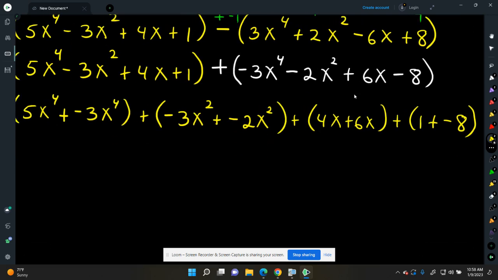Everybody good so far? Patrick, you have a question? Where do you get that 4 plus 6? Where do I get the 4x plus 6x? So I'm taking each thing in my first parenthesis and finding its like term. So when I did the 5x to the fourth, okay, like terms means I'm looking for x to the fourth. Okay. So that's what I did, okay?